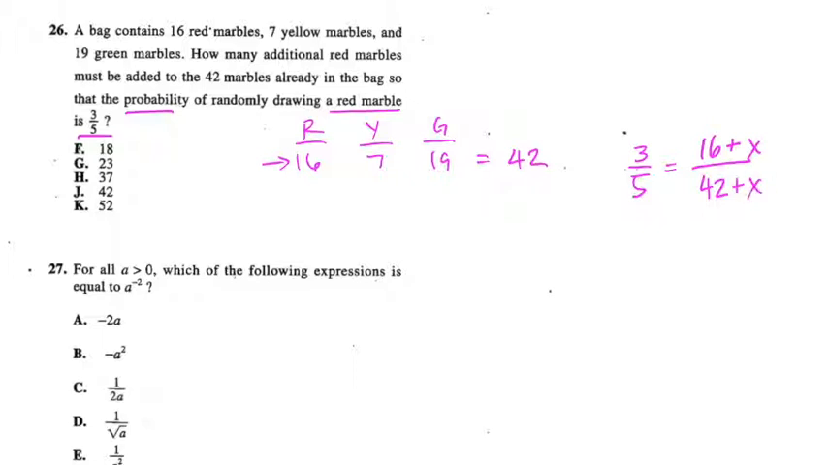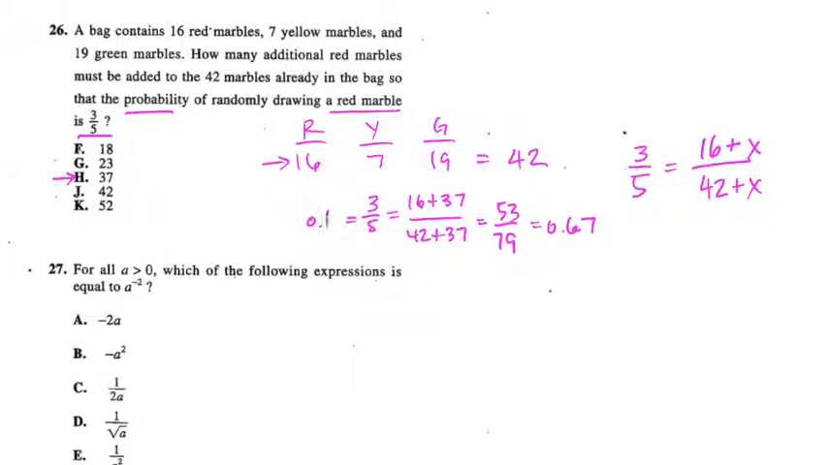And at this point, what we can do is back solve. We could do the cross multiplication and solve for X, but it might take less time to just back solve. So we'll plug in 37. That's 3/5 equals 16 plus 37 over 42 plus 37. And if we do the math here, we get 53 and 79. 53 divided by 79 is 0.67.